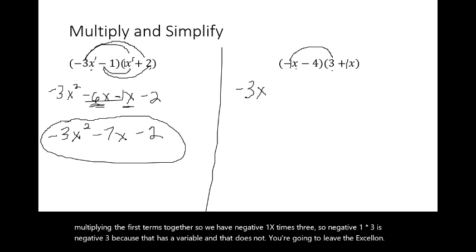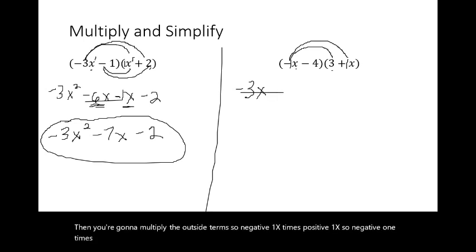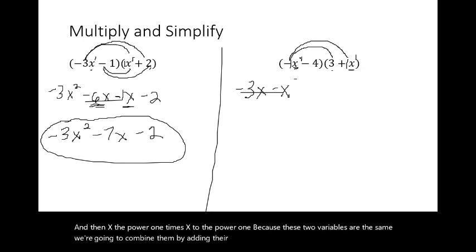Then you're going to multiply the outside terms. So negative 1x times positive 1x. So negative 1 times positive 1 is negative 1. And then x to the power 1 times x to the power 1. Because these two variables are the same, we're going to combine them by adding their powers. So this will be minus 1x squared.